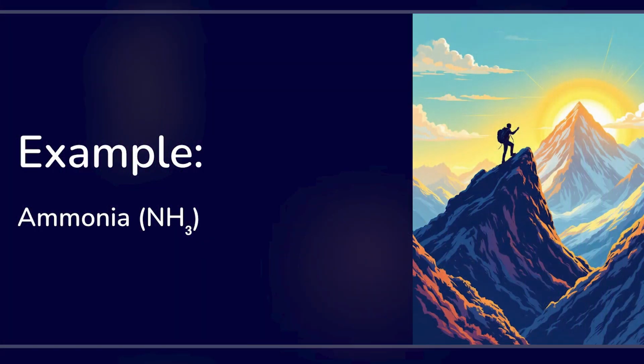We also have ammonia, NH3. Nitrogen shares electrons with three hydrogen atoms, forming single covalent bonds to give ammonia. Let's test your understanding. What type of bond would form between nitrogen and hydrogen in ammonia? Is it a single bond, a double bond, or a triple bond?